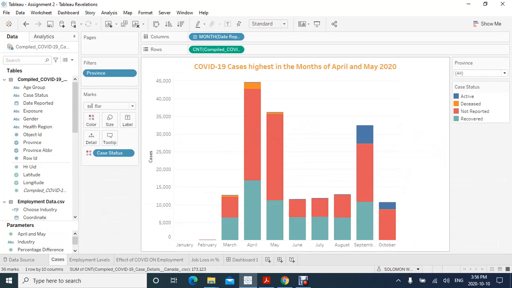Now I want to see which of the months have the highest cases of COVID-19. If you look at this visualization with the plot of cases against the months, I did it with respect to active cases, deaths, and so on, in order to get which is the highest case. We can see from here that the highest cases are in the months of April and May 2020. So we need to relate this to the employment levels.